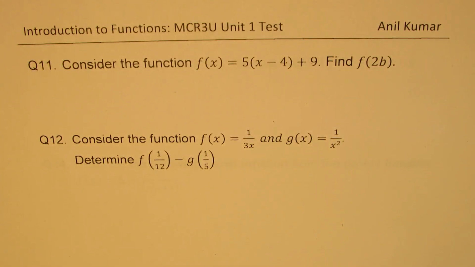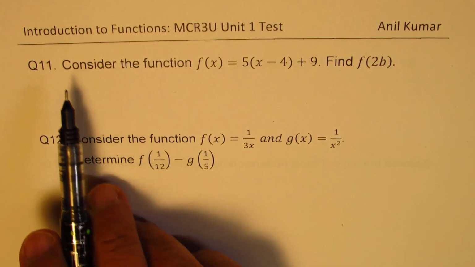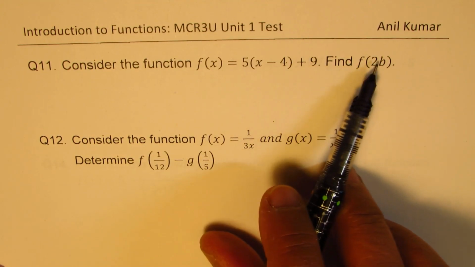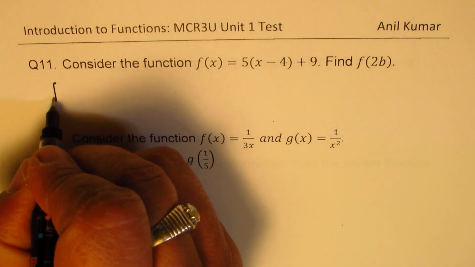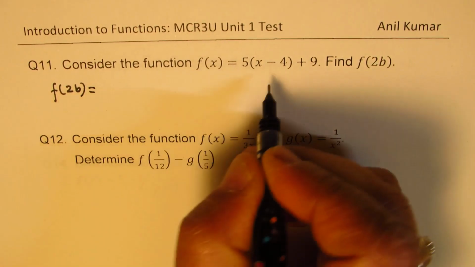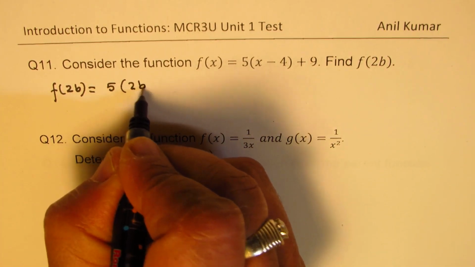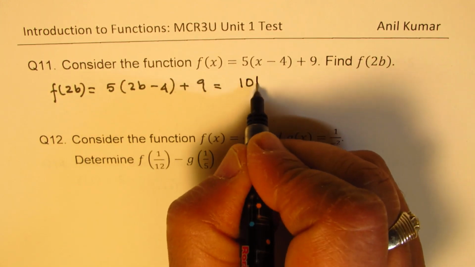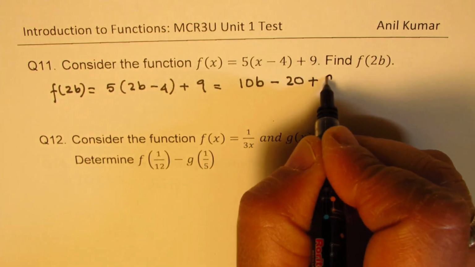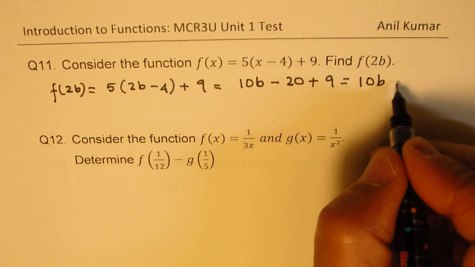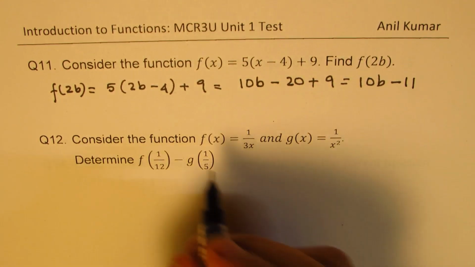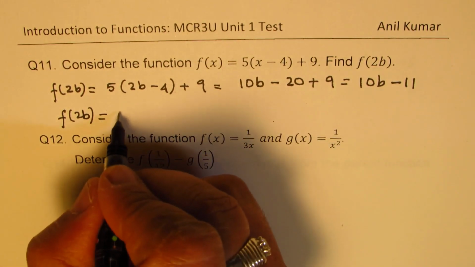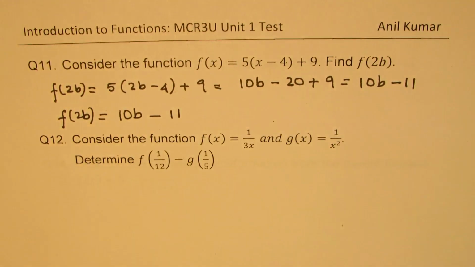Let's move on and take up question number 11, which is: consider the function f of x equals 5 times x minus 4, plus 9. Find f of 2b. So for f of 2b, you have to replace x with 2b. So we get 5 times 2b minus 4 plus 9. So just expand. It is 10b minus 20 plus 9, which is 10b minus 11. So we get f of 2b equal to 10b minus 11.